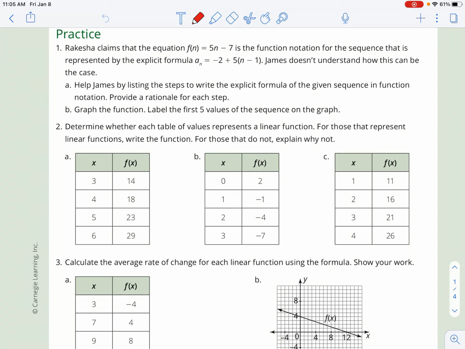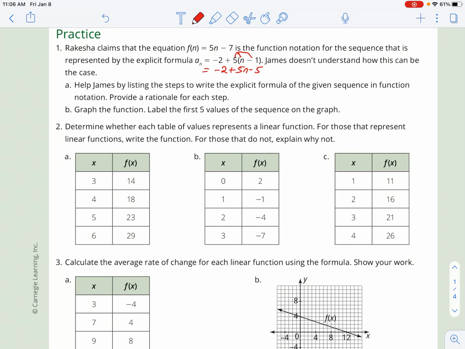So in part A, we want to help James take that equation and show how it becomes the function notation. So we've been doing in our notes, it's the same thing each time where you're going to distribute and combine like terms. So I'm going to start off by distributing a 5. As I do that, I get 5 times n and 5 times negative 1.